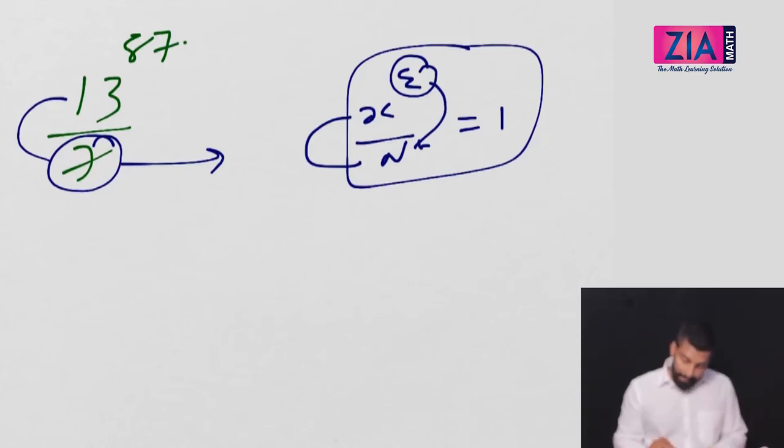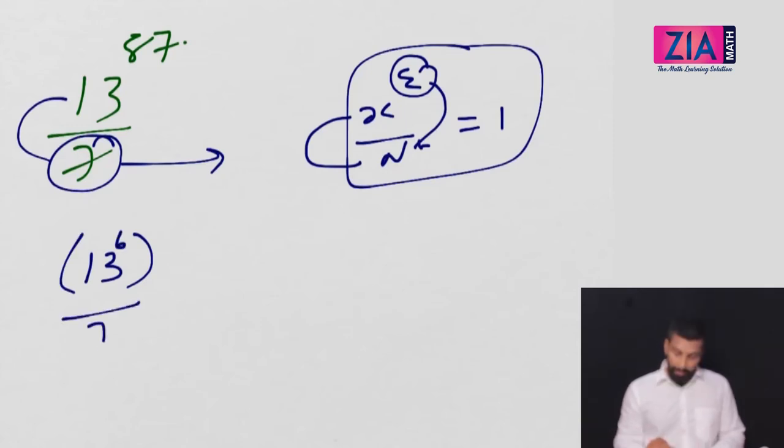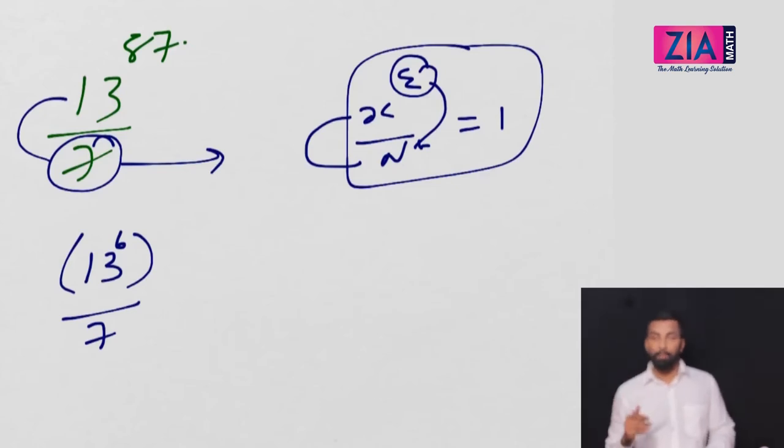So 13 raised to 6 divided by 7 gives remainder 1. Another 13 raised to 6 by 7, remainder 1, and so on for each group of 6. Then you apply the basic remainder theorem: 1 into 1 into 1 into. See how much is left out. Okay, let's see.